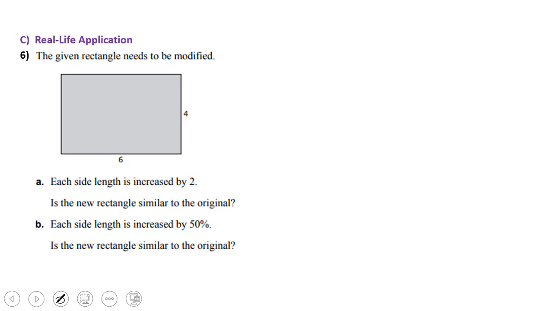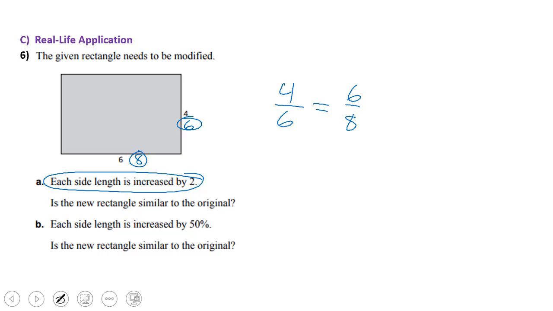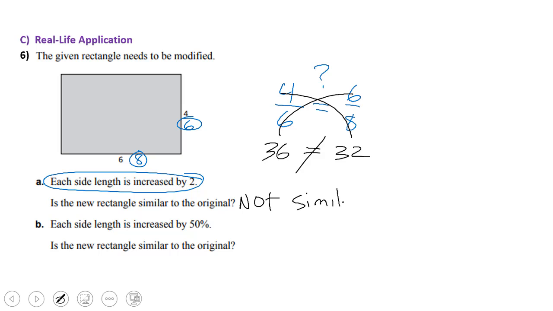So I'm going to go with blue on this one, and I'm going to increase by 2. So 4 plus 2 gives me a side length of 6, and 6 plus 2 gives me a side length of 8 for my new image. So I'm going to write my first ratio, 4 to 6. That's the original figure. And then I increase both by 2, corresponding sides, 6 to 8. Is this proportional? Do I have similar figures? Well, 6 times 6 is 36. 4 times 8 is 32. Are they equal? No. So these are not similar. Okay? Let's go to the next one.